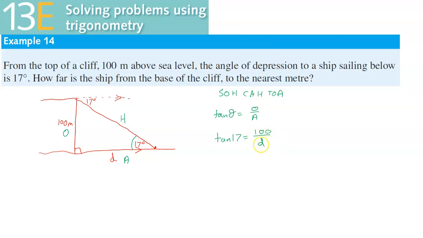This time the thing I'm trying to find is in the denominator, so I need to start by multiplying by it, then divide by tan 17. Then I put this calculation into my calculator, and to the nearest meter I get 327 meters.